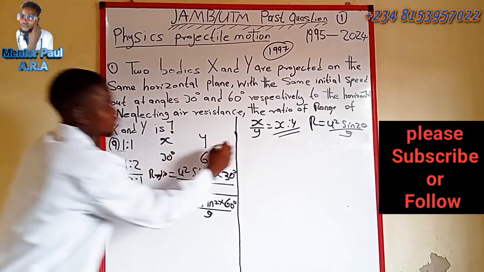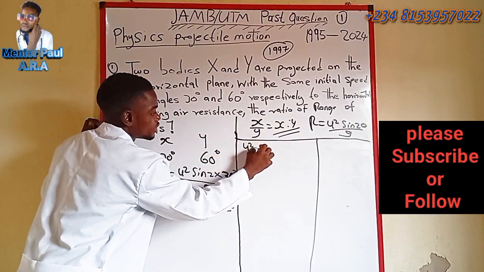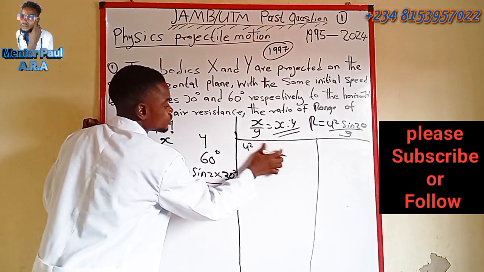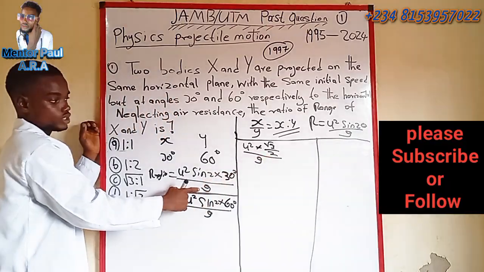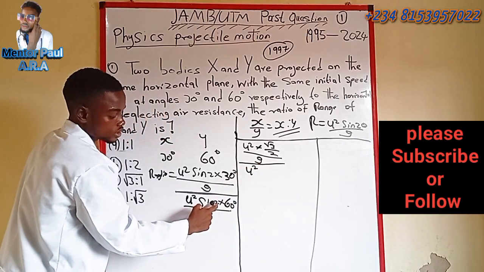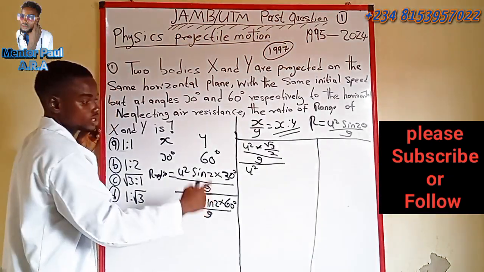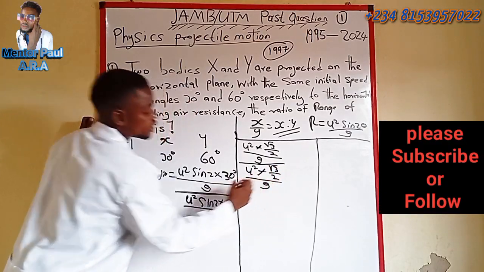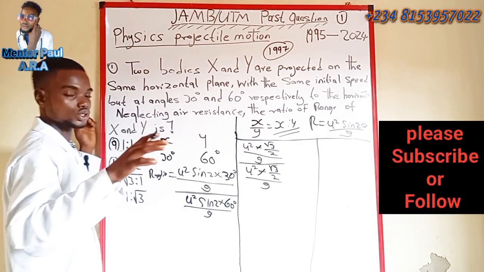Furthermore, we have U square sine 2 times 30, which is sine 60, and that gives us root 3 over 2, and we divide that by G. We also divide it by another U square sine 2 times 60, which is sine 120, and that is root 3 over 2, also divided by G. In this case I could have just done some cancelling out, but because it's a tutorial class, I'm going to show you how it is done.